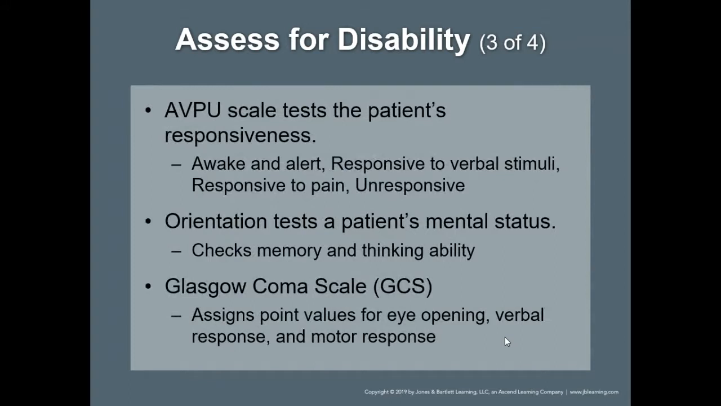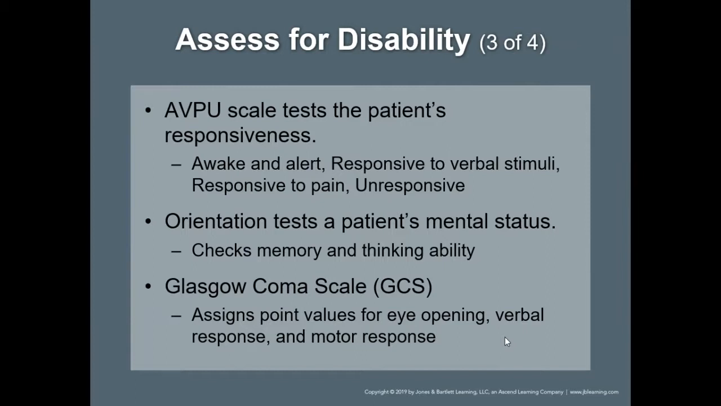AVPU scale tests the patient's responsiveness. Awake and alert, responsive to verbal stimuli, responsive to pain, unresponsive. Orientation tests a patient's mental status, checks memory and thinking ability. And the GCS assigns point values for eye-opening, verbal response, and motor response.